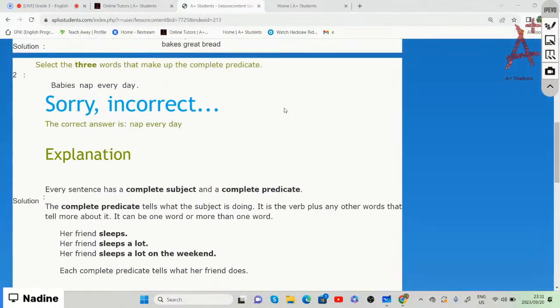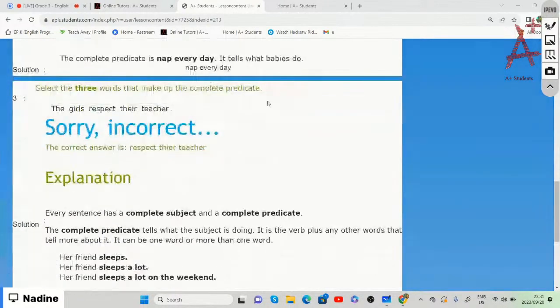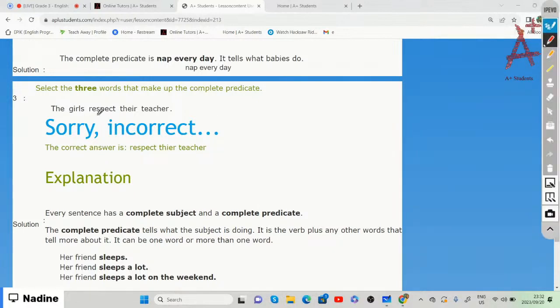All right. So we need to select 3 words that make up the complete predicate. The girls respect their teachers. So we need to select the three words that make up a complete predicate. And those three words are respect their teachers.